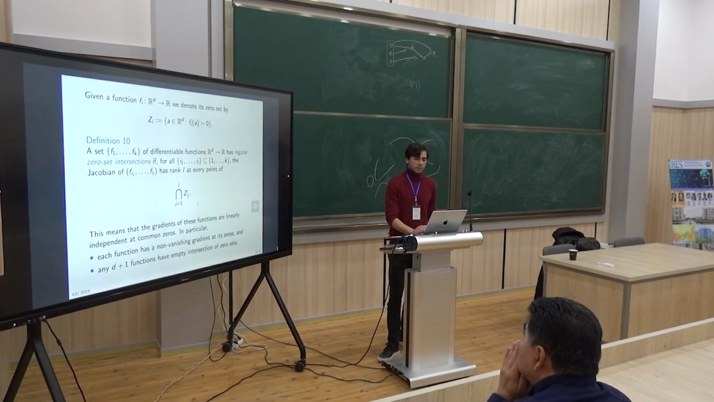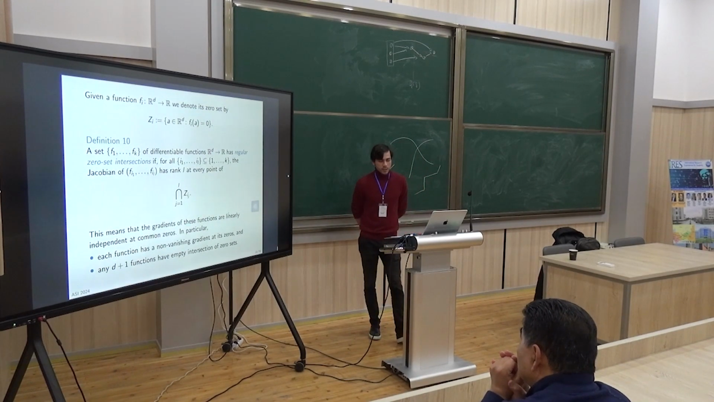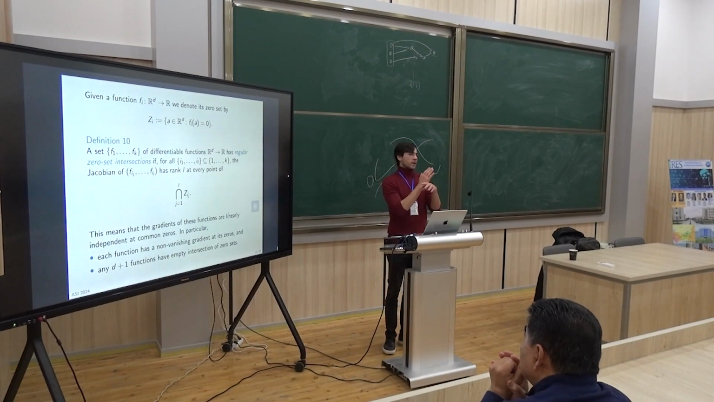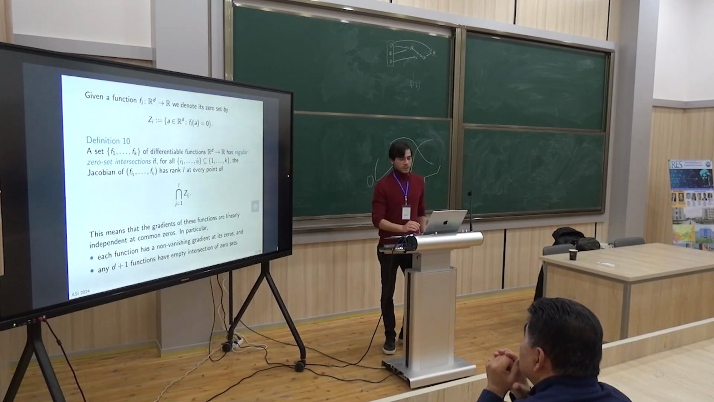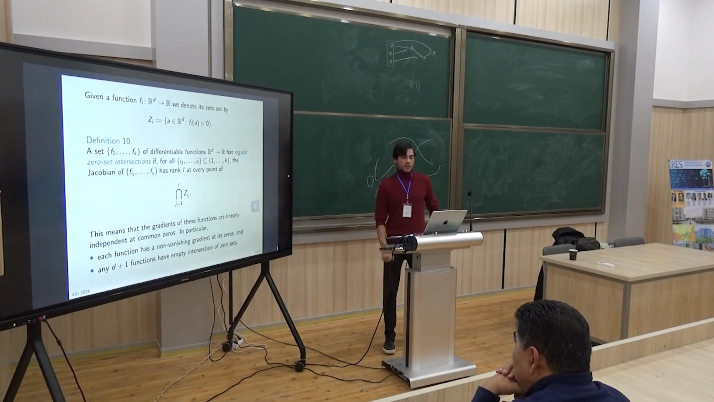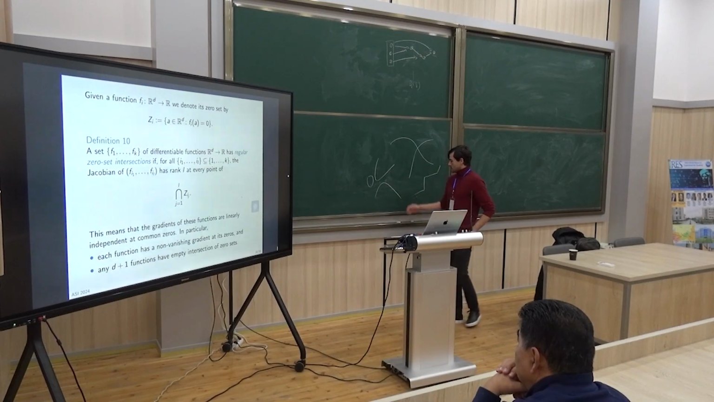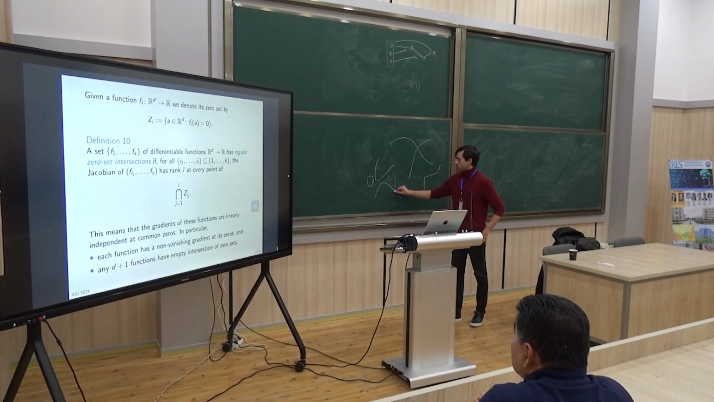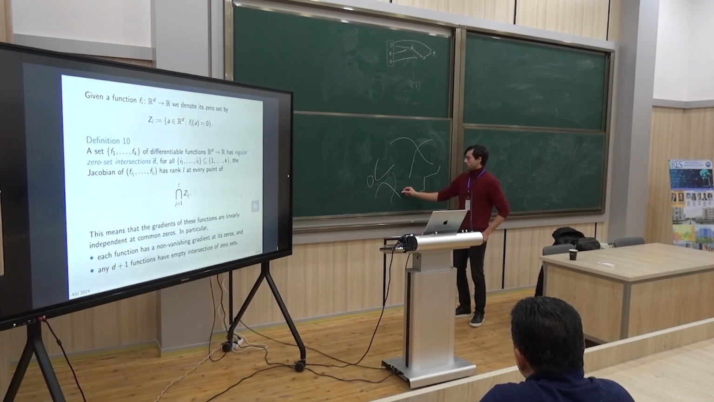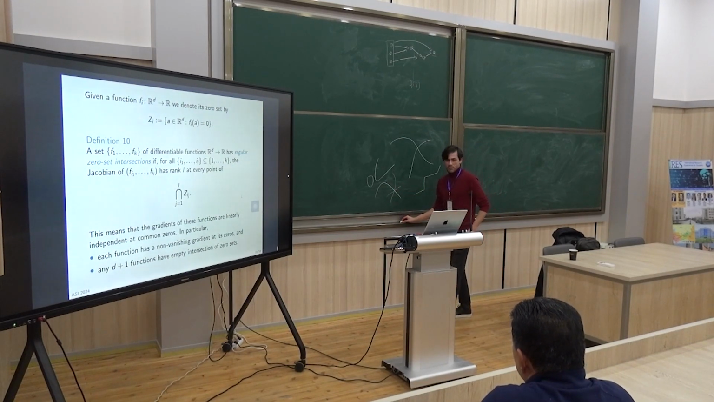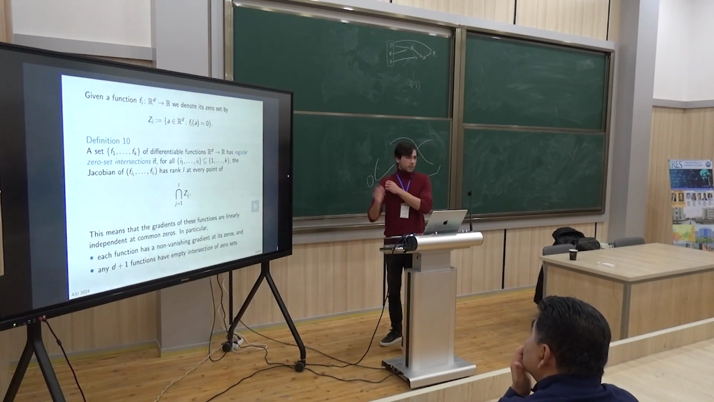And also, an implication is that if we intersect d plus 1 of these functions, or of the zeros of those functions, then the intersection is going to be empty, because we cannot have d plus 1 gradients that are linearly independent if they live in R^d. But for generic cases, of course, if you intersect 2 surfaces in R^2, generically they may intersect, but you're not going to have generically 3 surfaces intersecting at one point. So that never happens. It's going to be excluded by this condition.